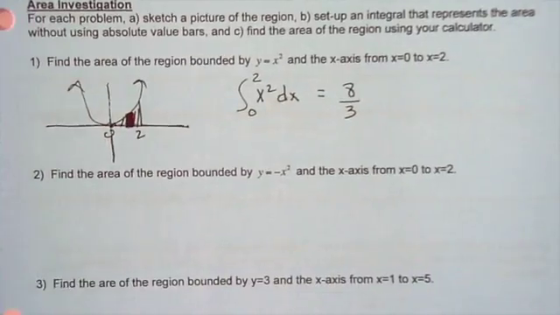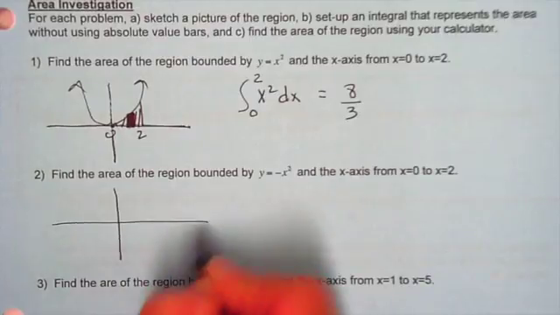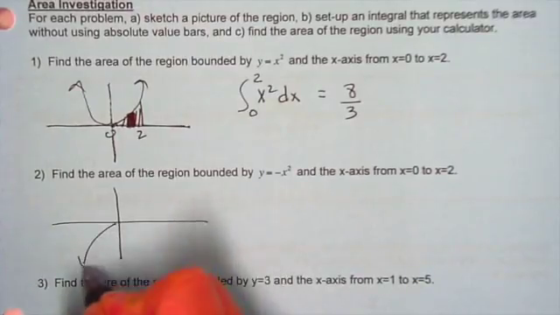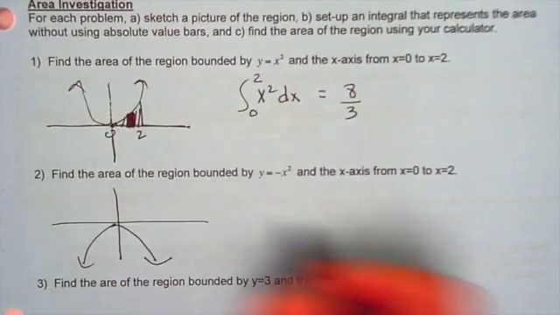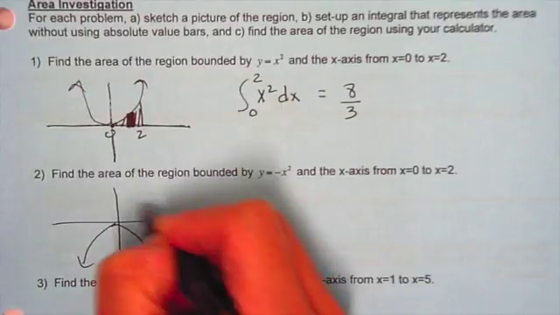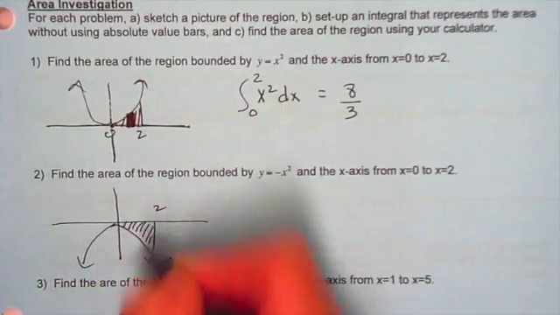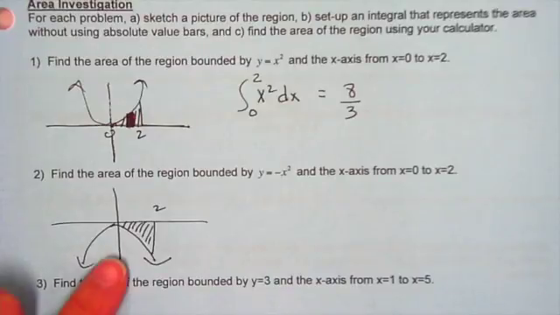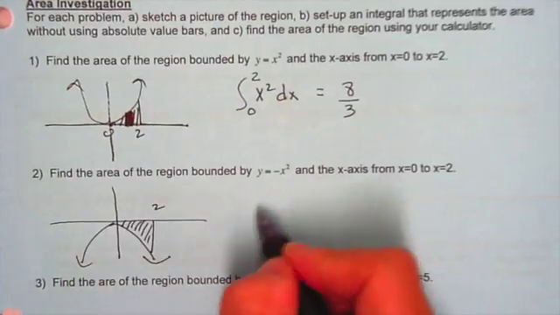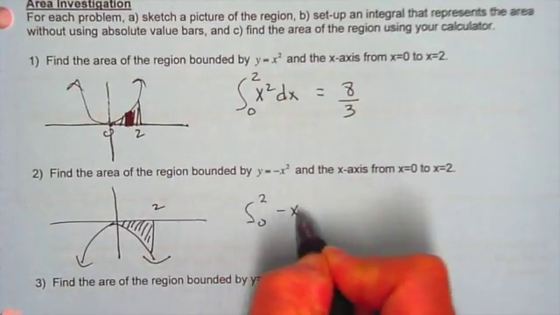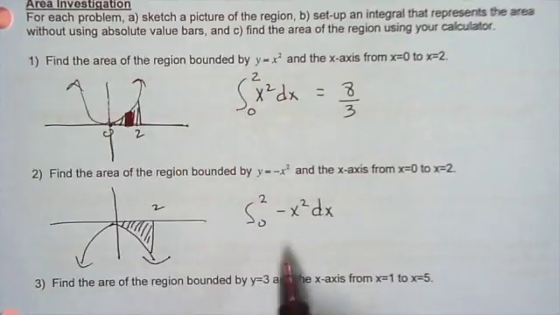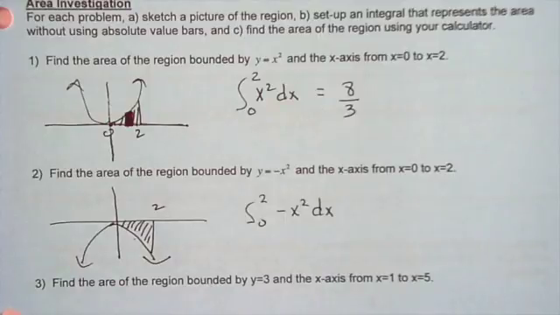Okay, second one. We're going to look at the graph of negative x squared, which is a parabola that opens down. And we're going to look at this graph from 0 to 2. So this is the region I'm looking for. Now if you just integrate the function from 0 to 2 like we did above, because the graph is below the x-axis, you're going to get negative 8/3 for my answer.